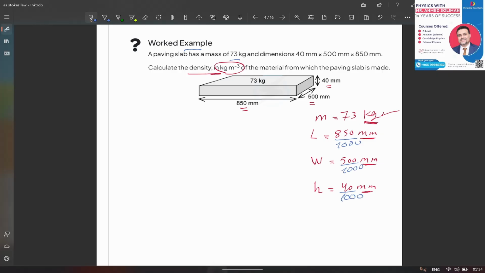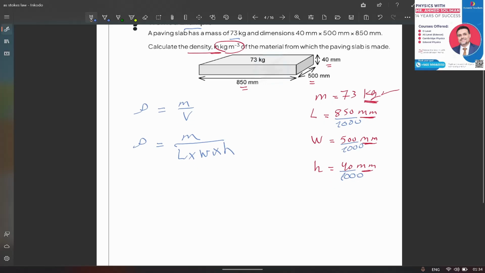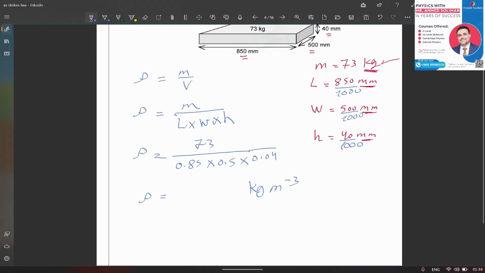After that, if you need to find density, density equals mass over volume. So the first thing you have to do is write the equation. After that, density equals mass over length multiplied by width multiplied by height. Finally, mass is 73 and 850 over 1000 will be 0.85 multiplied by 0.5 multiplied by 0.04. The answer will be the density, and the unit will be kilogram per meter cubed. Let's move to the next.